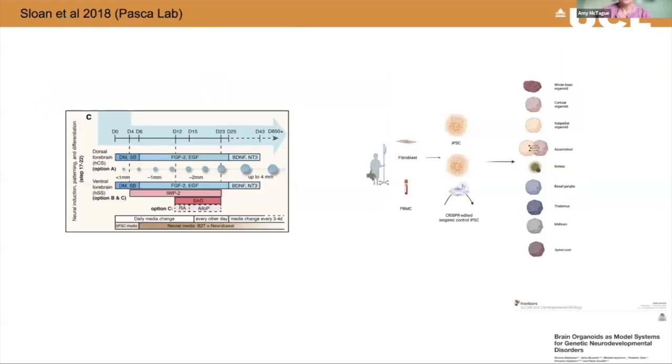So I mentioned that we're making 3D models as well. We've used the Pasca protocol with these 3 patient lines to generate both cortical and subpallial organoids. As you know, there are a number of different 3D organoids that can be differentiated from stem cell lines. We are making assembloids, which we make by making the 2 different types of organoids separately and then fusing those in a tube. Then you get migration of the inhibitory interneurons from the subpallial organoids into the cortical organoids.